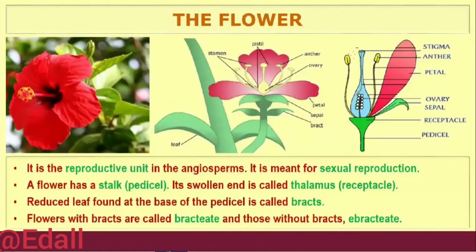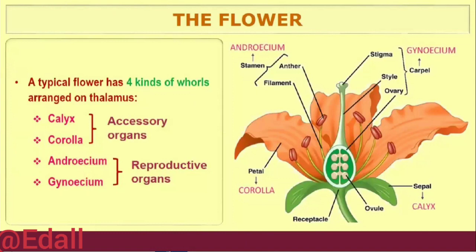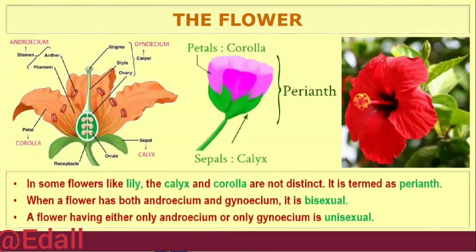5.5 The flower. The flower is the reproductive unit in the angiosperms. It is meant for sexual reproduction. A typical flower has 4 different kinds of whorls arranged successively on the swollen end of the stalk or pedicel, called thalamus or receptacle. These are calyx, corolla, androecium and gynoecium. Calyx and corolla are accessory organs, while androecium and gynoecium are reproductive organs. In some flowers like lily, the calyx and corolla are not distinct and are termed as perianth.